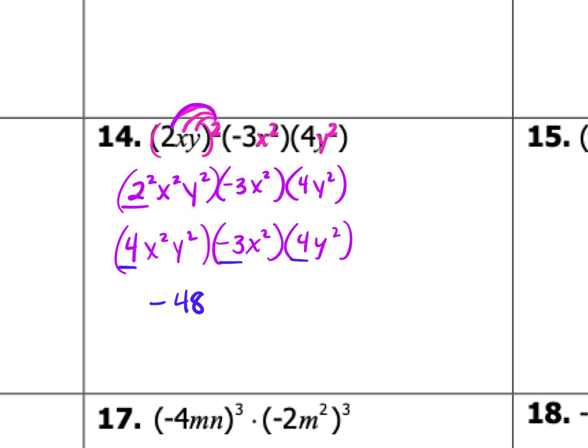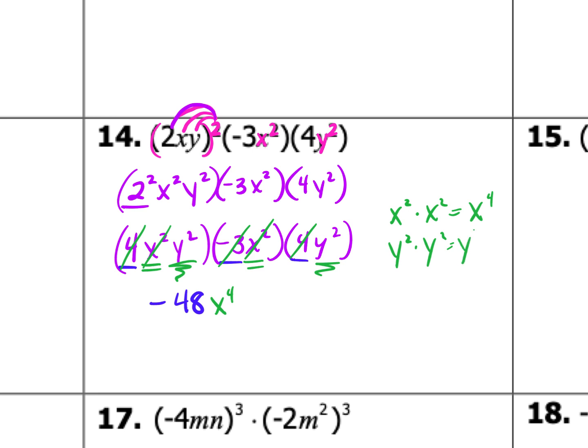And now we find the ones that have the same base. So you have x squared times x squared. And remember, when they have the same base, x squared times x squared, you're actually adding your exponents. So 2 plus 2 is 4, so you would get x to the 4th. Okay, so we're done with the coefficients. We're done with the x's. So all we have left now are y squared and y squared. And again, y squared times y squared is going to be y to the 2 plus 2. So that's going to be y to the 4th.